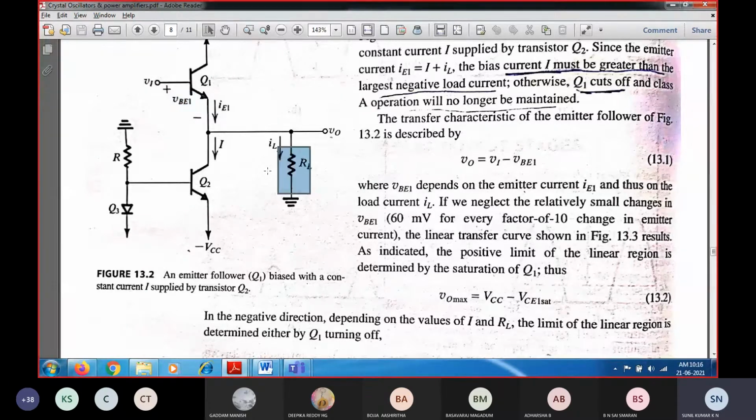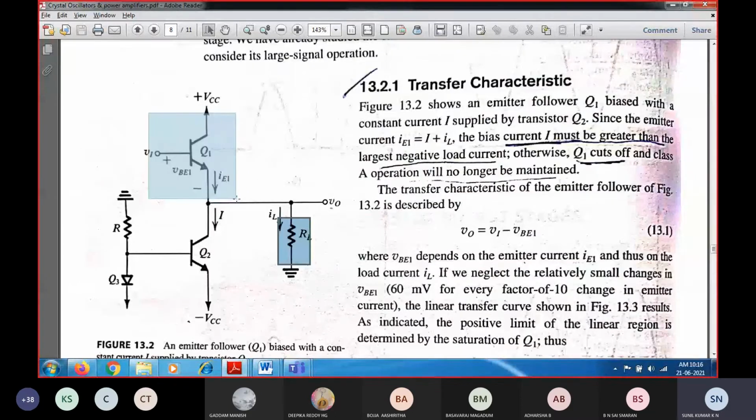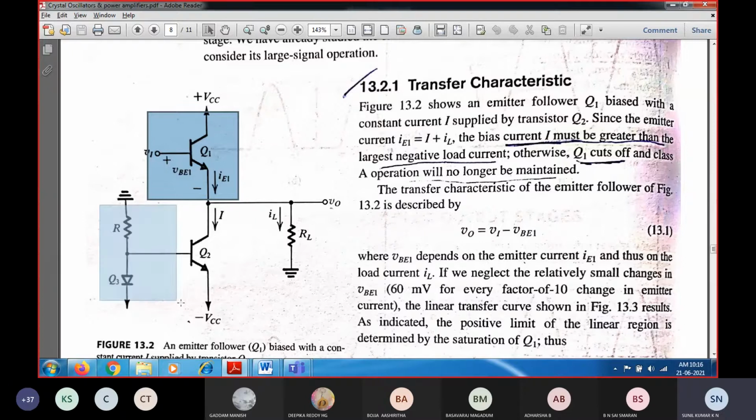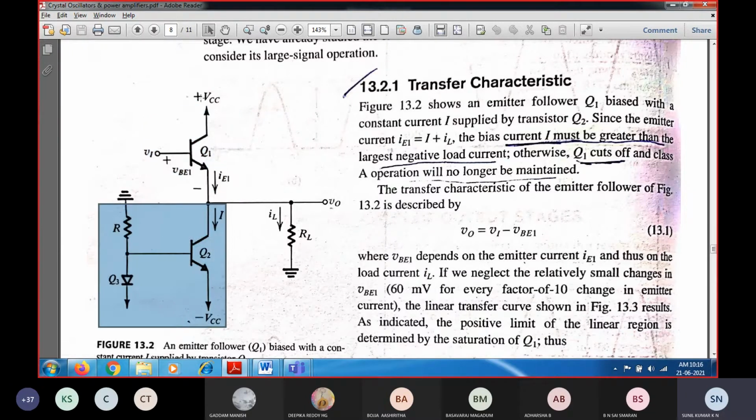In order to avoid that, for a given emitter follower configuration, this is the simple emitter follower configuration. Because we require the full wave of the input cycle to give a complete output, if you consider only this emitter follower, transistor Q1 and load resistance RL, you will not get output during the negative half cycle. So in order to get the output during the negative cycle of the input, we need to bias transistor Q1 with a constant bias current circuit.